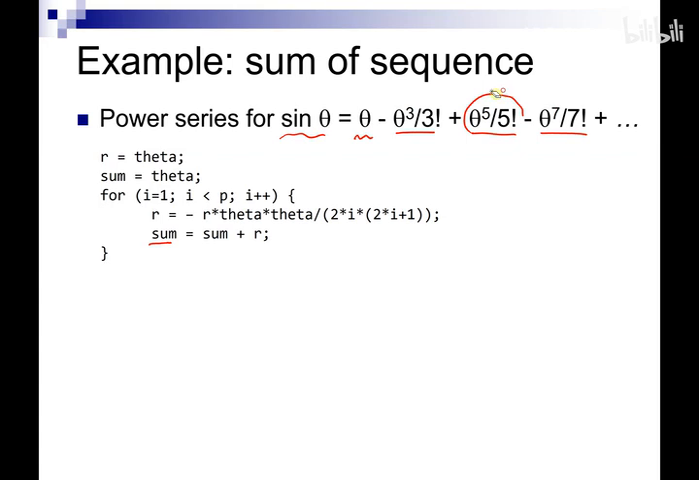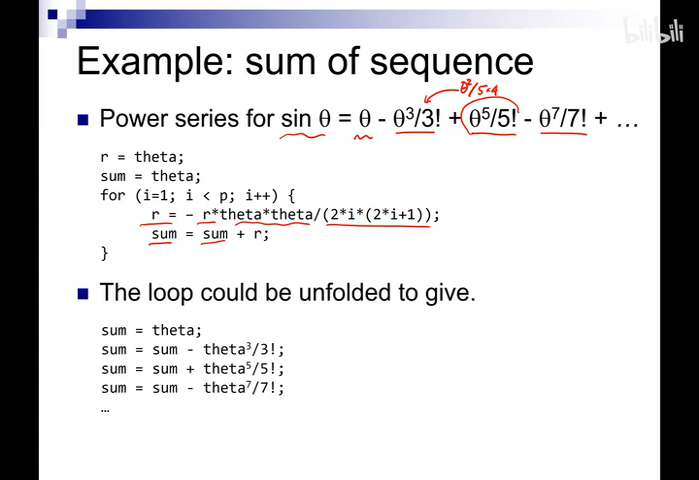So you can observe that it's actually faster, if you've already computed the previous term, to compute the next term by taking the previous term, multiplying by theta squared, and then dividing by 5 and then by 4. Then you get this term over here. That's what we're going to do: take the previous term, multiply by theta squared, divide by some stuff, and get the next term. Then you add the next term into your sum. If you unfold the loop, you see that you get exactly the same computation as the power series.